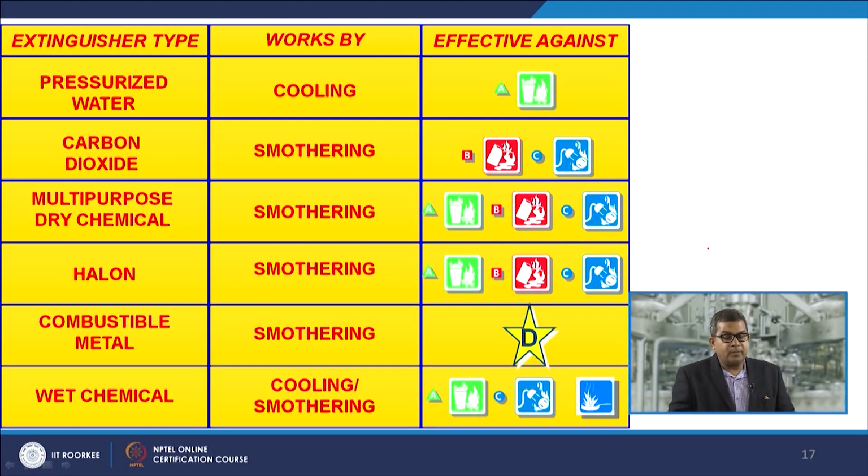So, you can again look up the different types of extinguisher, what they work by, and the effective agents which you can use. Pressurized water works by cooling, carbon dioxide by smothering, multi-purpose dry chemical by smothering, halon by smothering, combustible metals again by smothering, and wet chemicals by cooling and smothering. So, different types of effective agents.